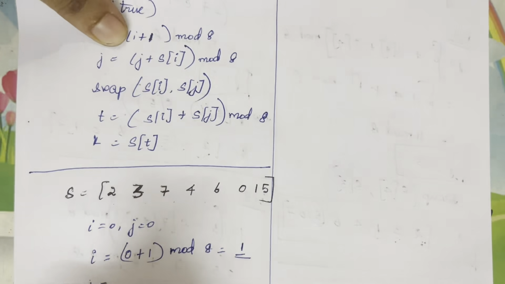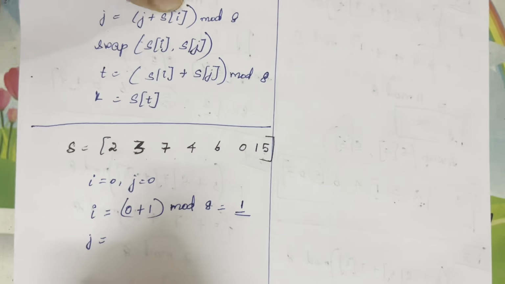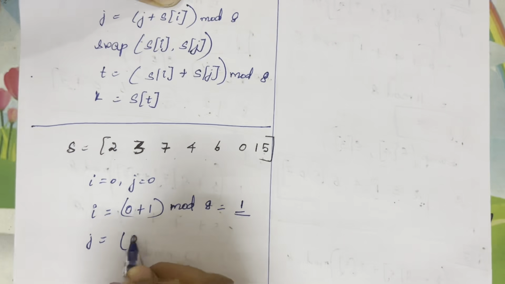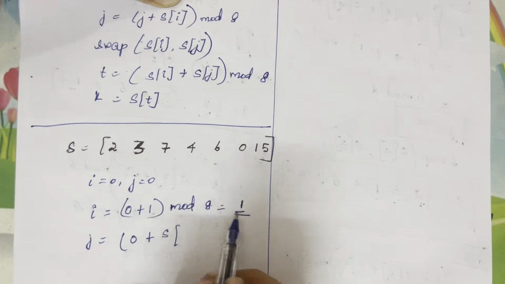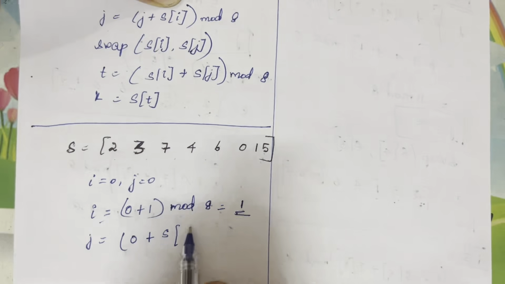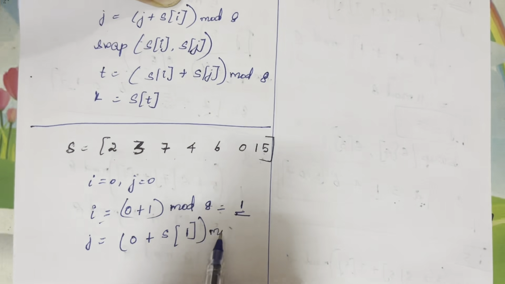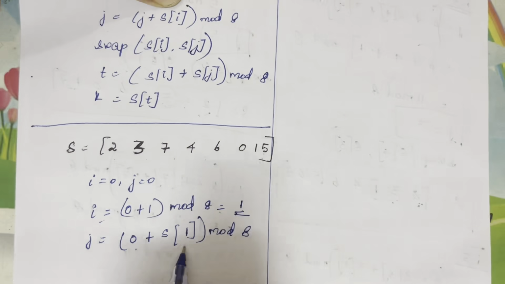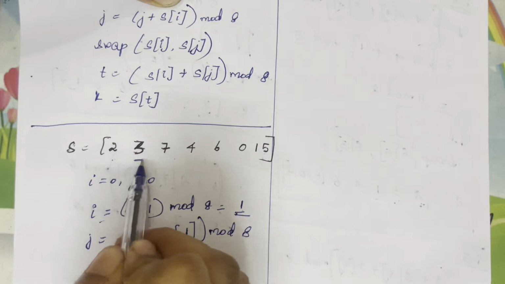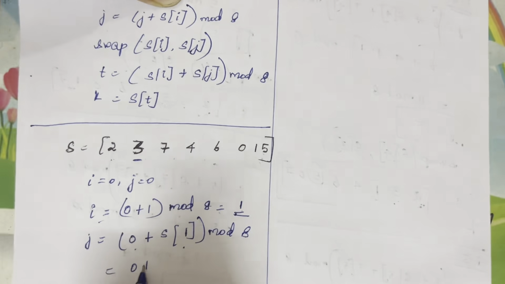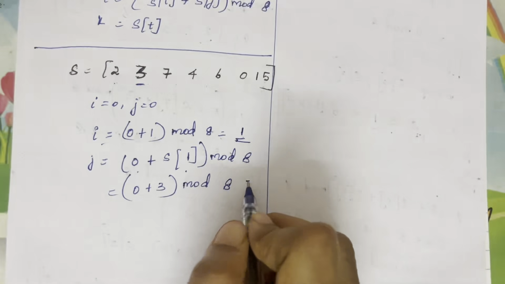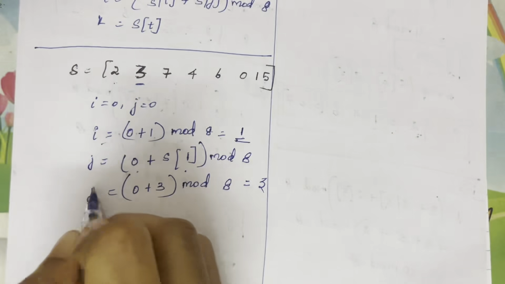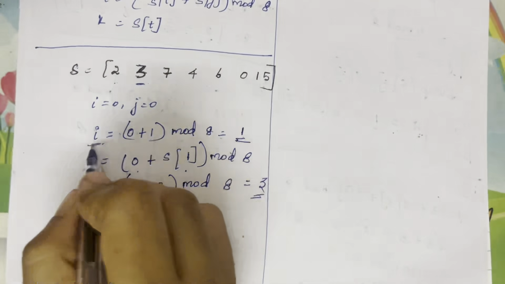So the j value will be equal to j plus s of I. J is 0 and s of I is s of 1 mod 8. So what will you get? 0 plus s of 1, which is 3 here. That will be 0 plus 3 mod 8, which is 3. So the j value is 3 now and the I value is 1.